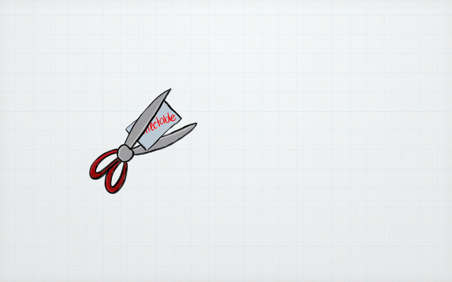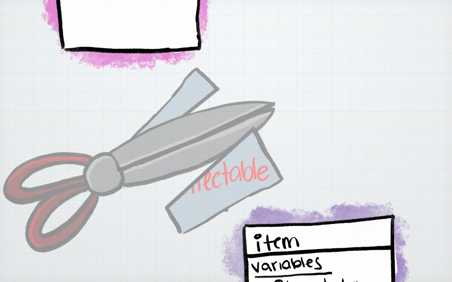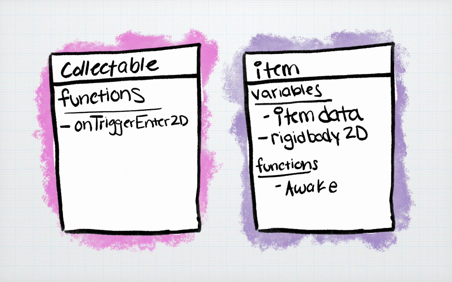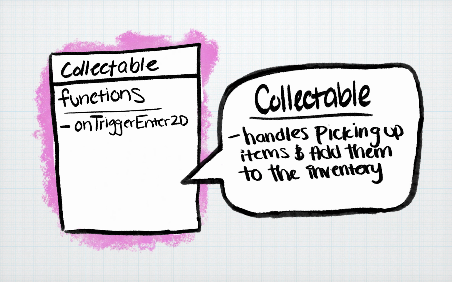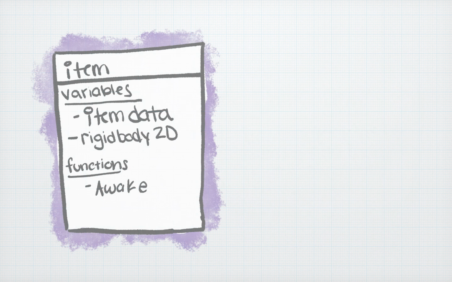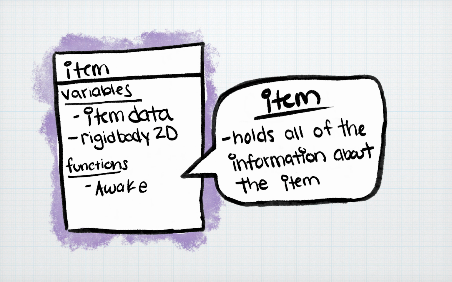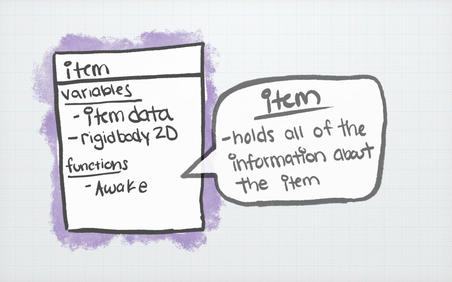Then we'll be splitting our collectible script into two parts. The first part will remain the collectible script and handle getting picked up by the player. The second will be the item itself. We're going to create an item script that will keep track of all of the item data. Right now, there isn't a lot of data, but we'll be expanding it in the future.